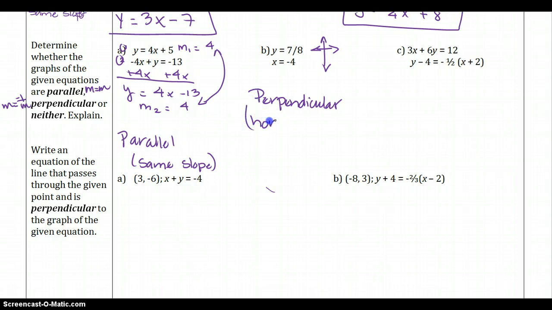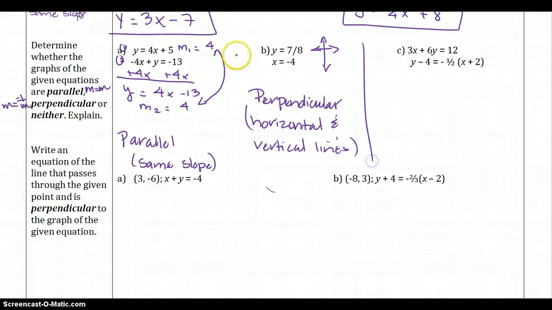Why? My reasoning here is because I have a horizontal line and a vertical line. That's always going to happen. If you have just x equals and just y equals, they're always going to be perpendicular to one another.